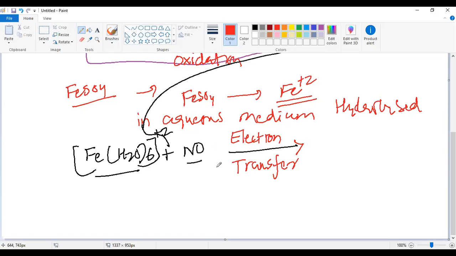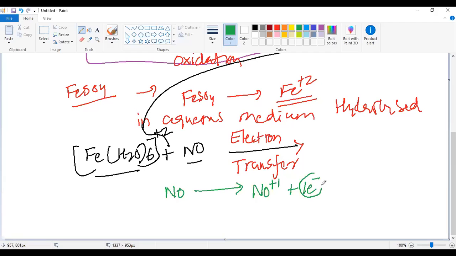So here, my dear students, the electron transfer takes place. Now, how this electron transfer takes place, let us understand this. You know this, we have got NO. This NO, which is nitrogen 2 oxide, turns out to be NO plus 1 and it releases one electron.